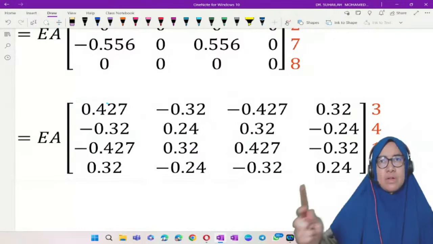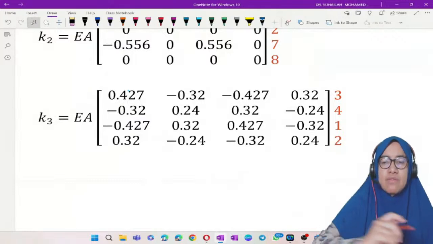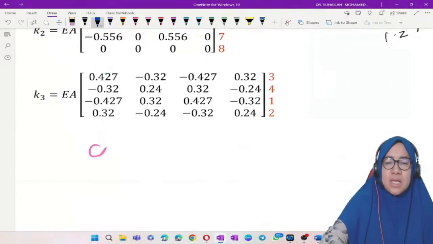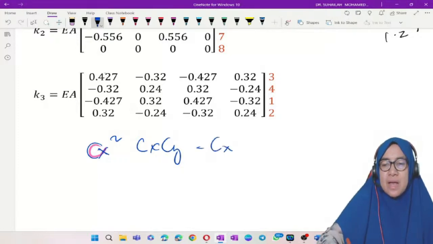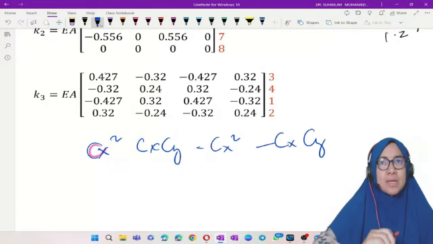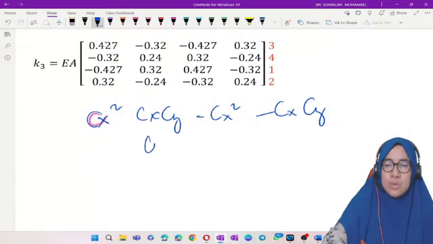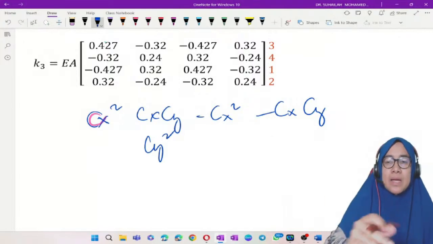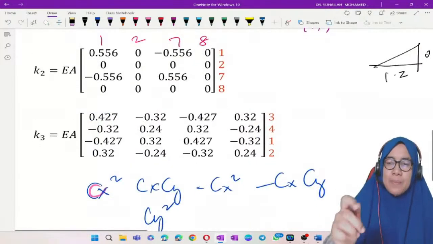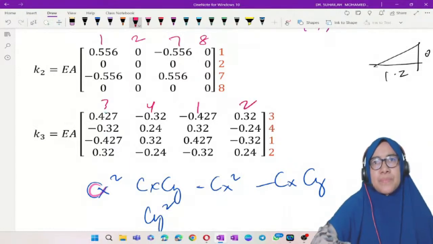So we just need to follow the formula. The formula for this is Cx square, Cx Cy, negative Cx square, negative Cx Cy. That is the formula. And this one is Cy square. That is why we get it like this. So we label 3, 4, 1, 2.